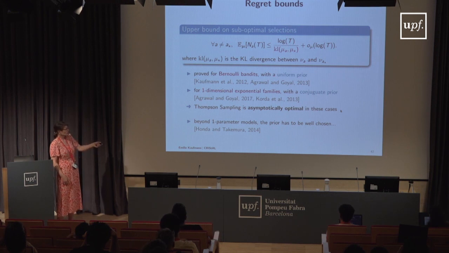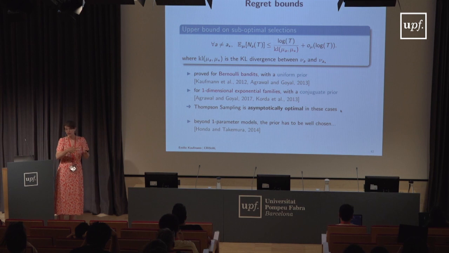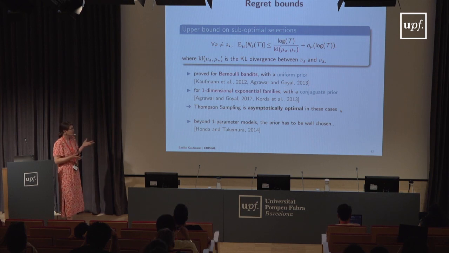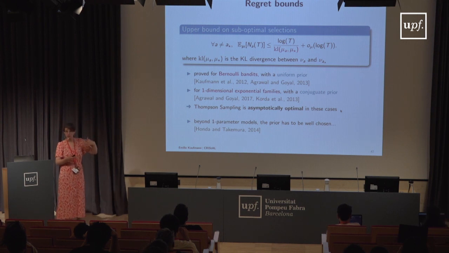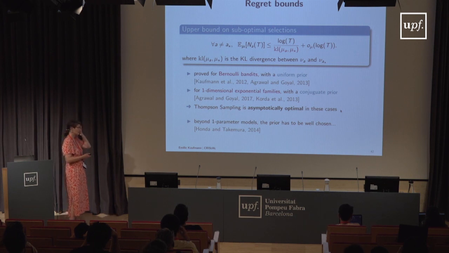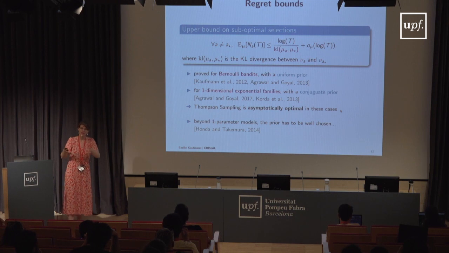So this was first proved for the Bernoulli bandit with uniform prior that I used in the introduction. It is also known for one-dimensional exponential families. So it means that with the corresponding KL function, we're really matching this lower bound we proved for Thompson sampling.